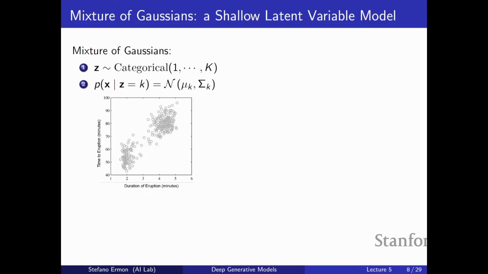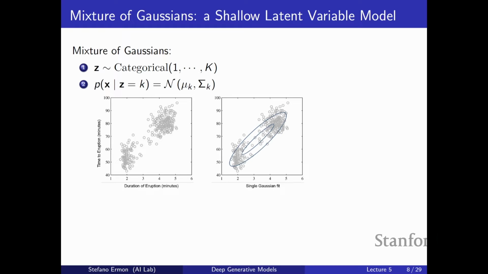And the larger the interval between two eruptions, the longer the following eruption is. You could try to model this using a single Gaussian. If you fit the parameters, it's going to look like this. You put the mean here, and you choose a covariance that captures the correlation between the features. And you can see it's not doing a great job. You're putting a lot of probability mass where there is no actual data. But that's the best you can do if you're forced to pick a Gaussian as your model.